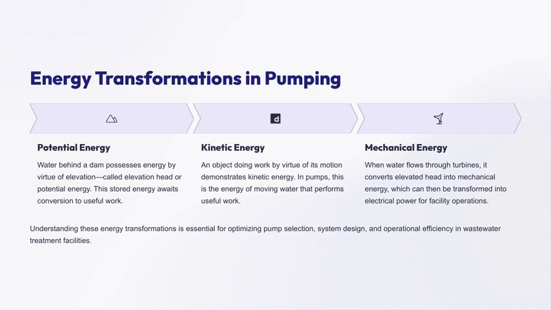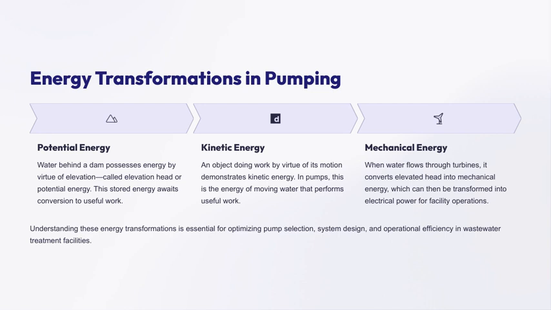Next, there's kinetic energy. This is the energy of motion. When water moves, whether through a pipe or a pump, it has kinetic energy that can do work, like turning blades or driving machinery. Then we have mechanical energy. When water flows through turbines, the elevated head, this potential energy, is transformed into mechanical energy.